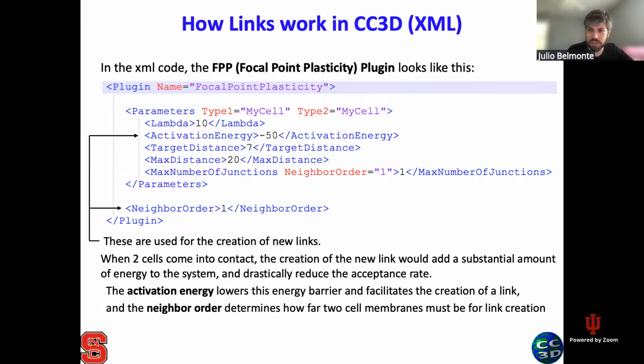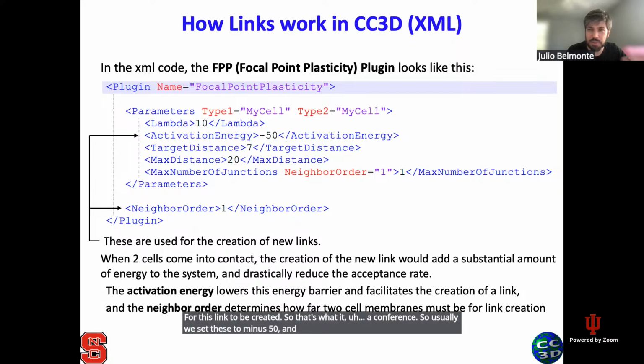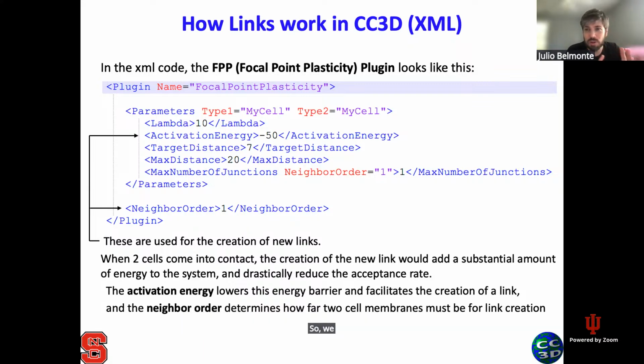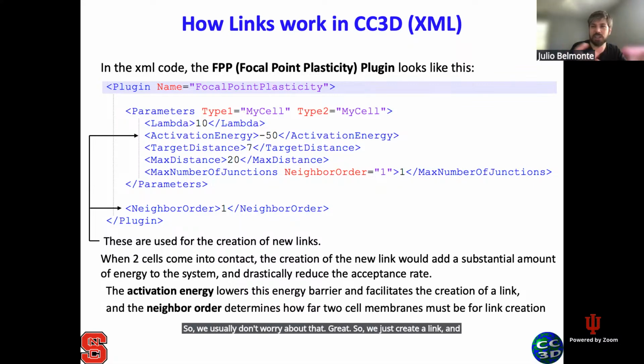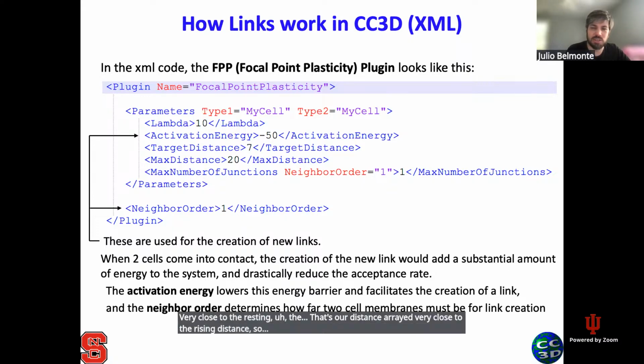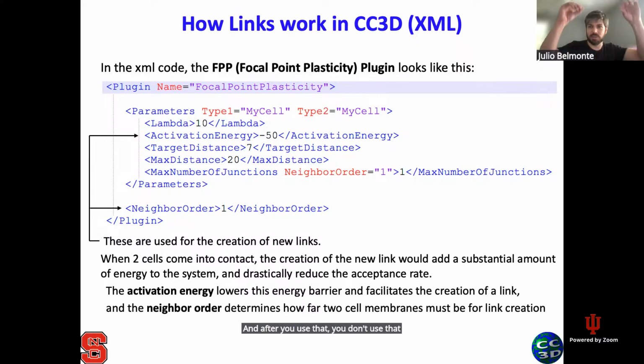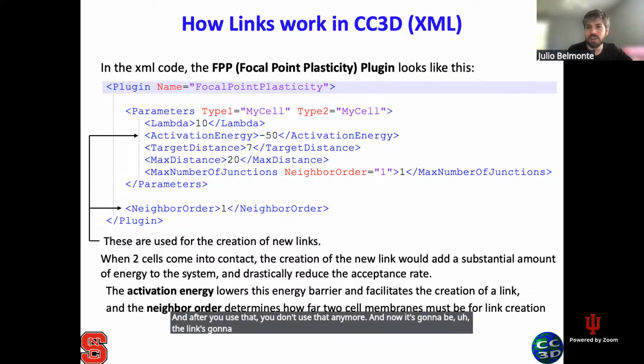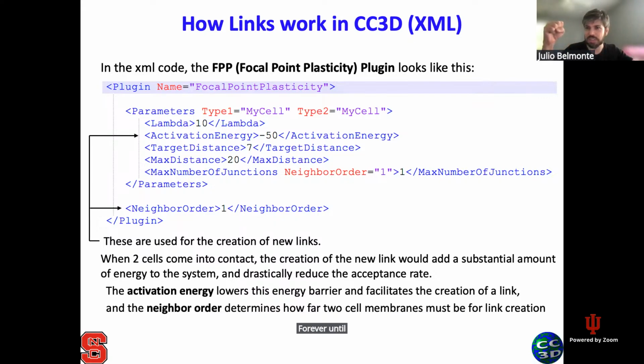So that's where it comes from. Usually we set this to -50, and that's usually a good enough number. So we usually don't worry about that, okay? So we just create the link, and usually when the links are created, the cell distance is already very close to the resting distance. So it's a little bit easier to create, but you add this negative activation energy to actually lower the barrier for the creation of the link. And after you use that, you don't use that anymore. Now the link is going to stay there forever until you reach the maximum distance, then the link breaks. Or you set a command from the Python level.